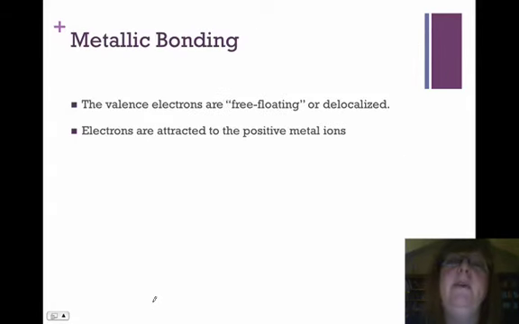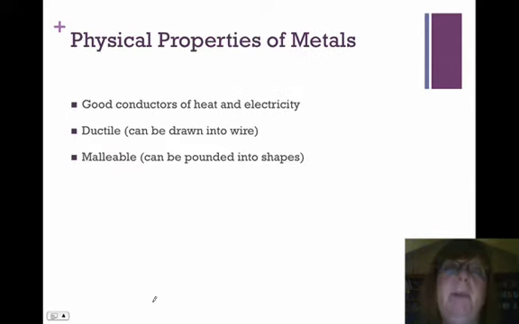Metallic bonding is when the valence electrons are just free floating or they're delocalized above a metal. And these electrons stay around that positive core of the metal. And of course, metallic bonding is used in metals. So let's review physical properties of metals. They're good conductors of heat and electricity. These delocalized electrons are what is responsible for these properties.